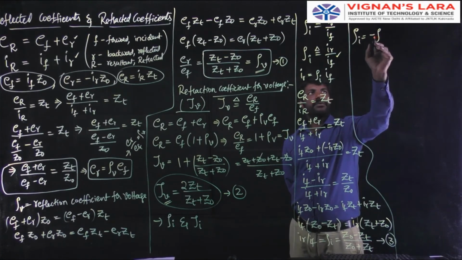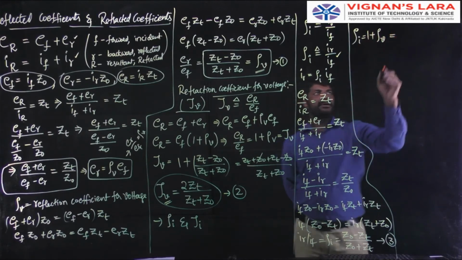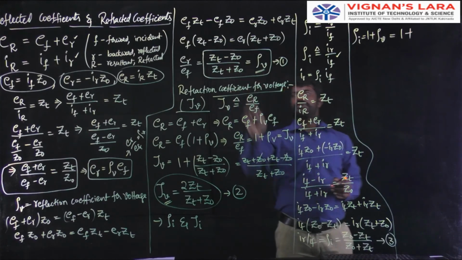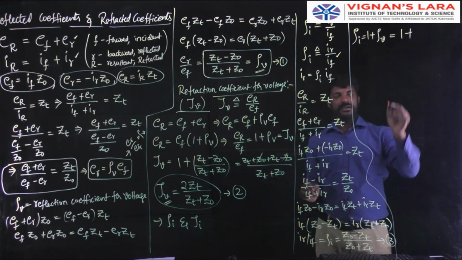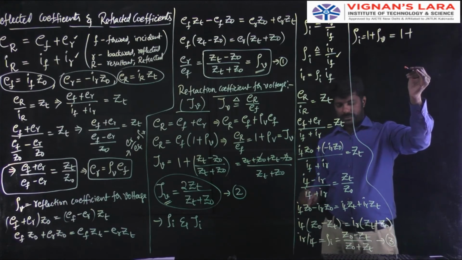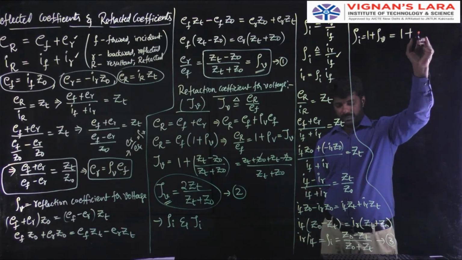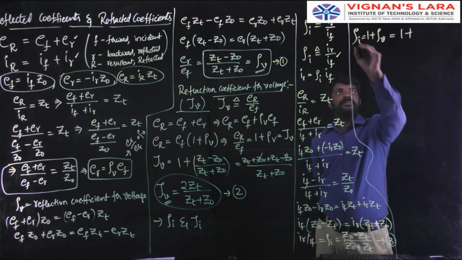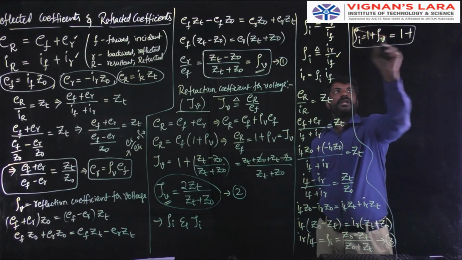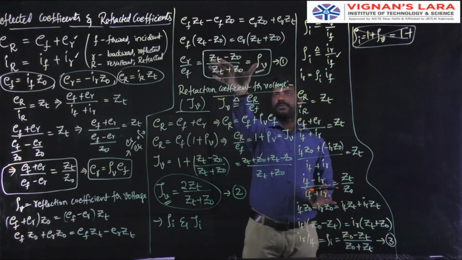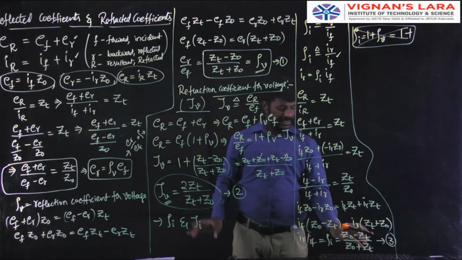I mean to say 1 plus rho V. Let us do that. 1 plus, what is rho V value? Yes, this is rho V value. Its value is equal to... actually, to have a correlation, what we can do is, finally we got first equation, second equation, third equation.